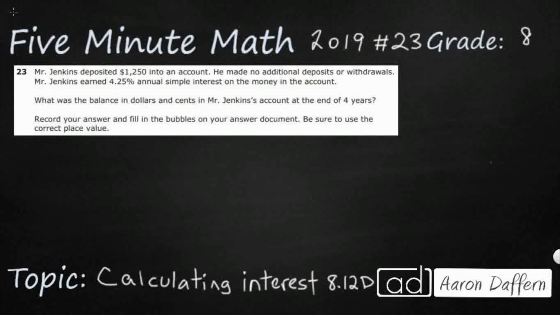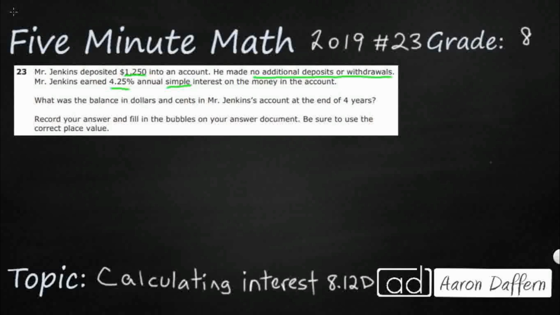So we've got Mr. Jenkins. He's going to deposit some money into his account. No additional deposits and withdrawals. That's going to be very helpful. All right, we've got 4.25% annual simple interest in the account. And what was the balance in dollars and cents in his account at the end of 4 years? There is no A, B, C, or D to choose from. We're going to have to figure this out on our own.